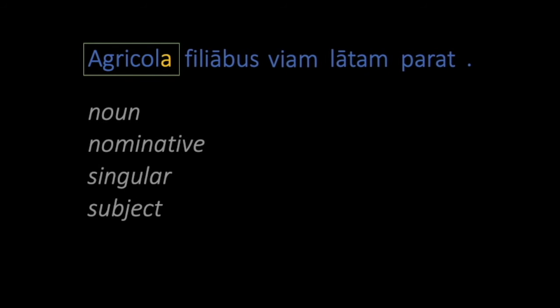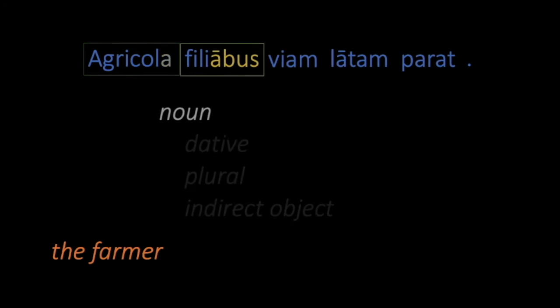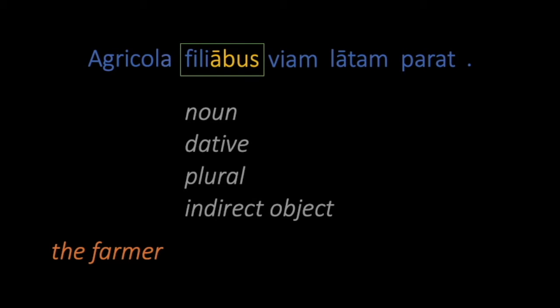The first one is Agricola filiabus viam latam parat. We start with the first word. Agricola is the nominative singular subject of the sentence and means the farmer. Filiabus is a noun in the dative plural. Note that this is an irregular form, meaning it doesn't look like a regular first declension dative plural, which should end in "is". Instead, it ends in "abus".